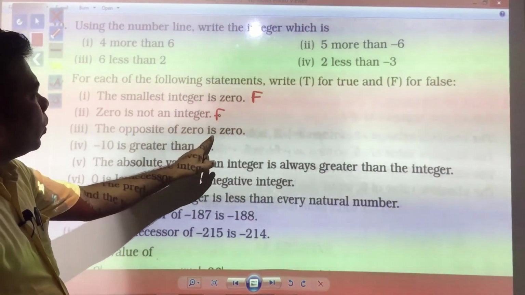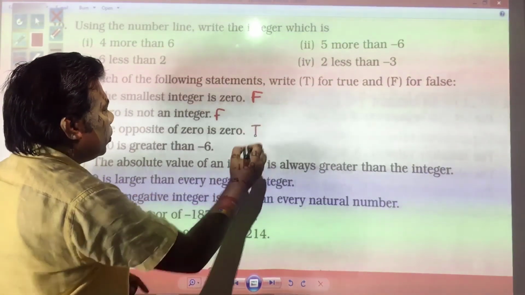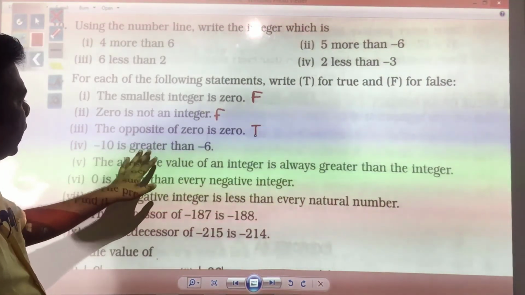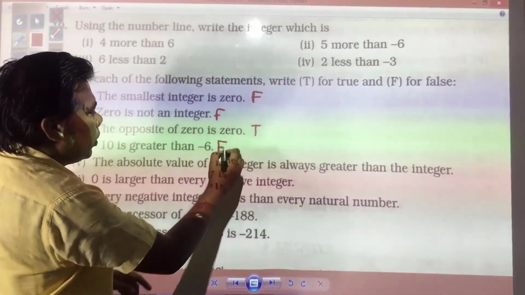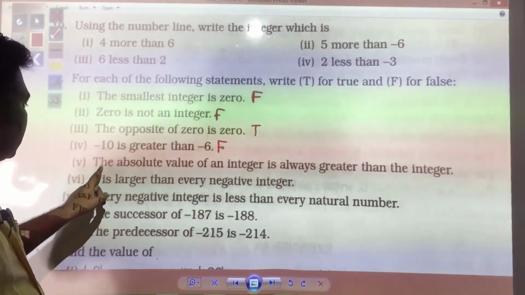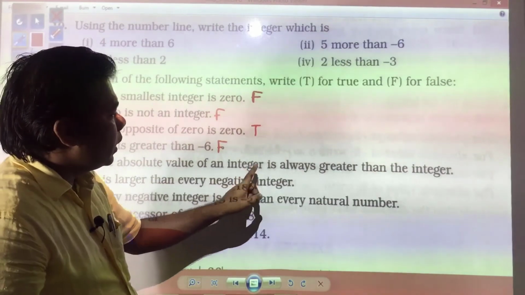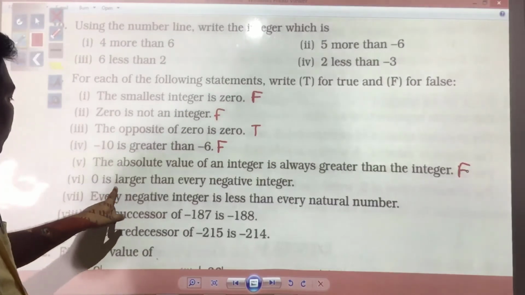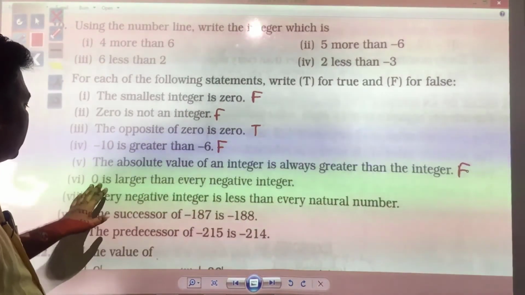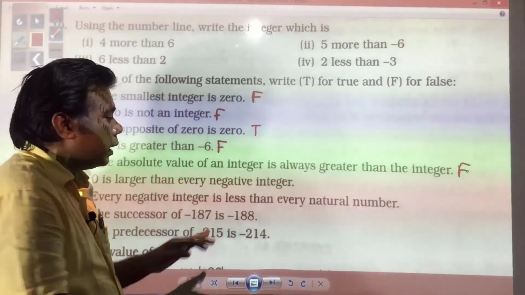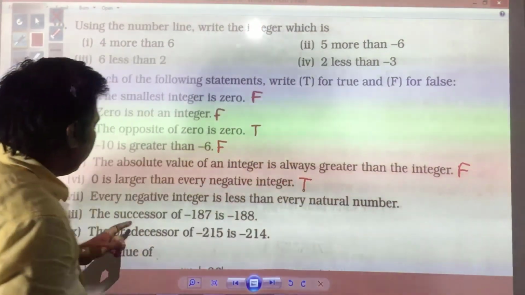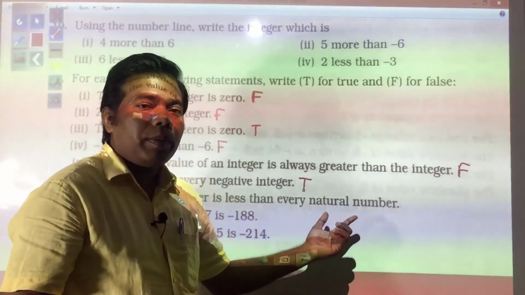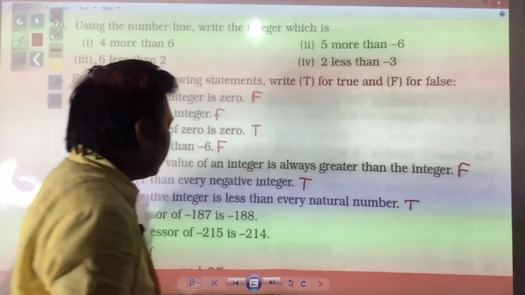The opposite of 0 is 0, that is true. -10 is greater than -6, this is false, because -6 is greater than -10. The absolute value of an integer is always greater than the integer, this is again false. 0 is larger than every negative integer, that is true. Every negative integer is less than every natural number, natural number means positive counting number, so that is true.